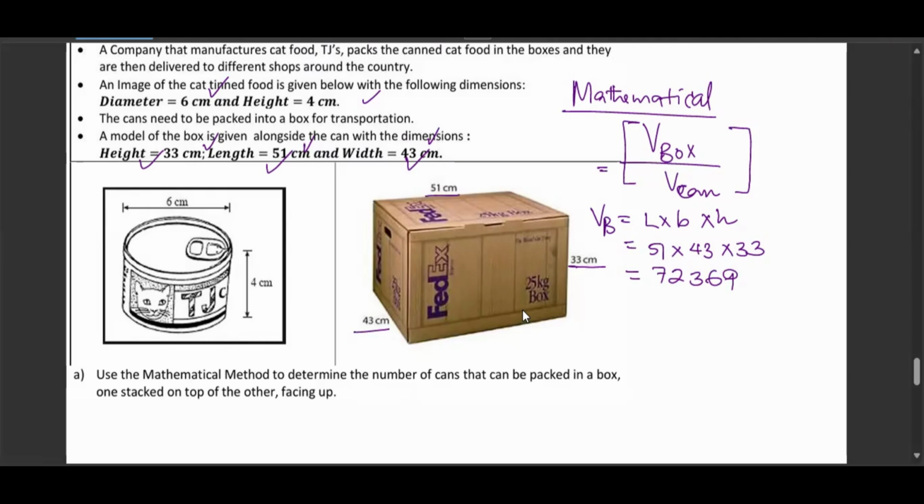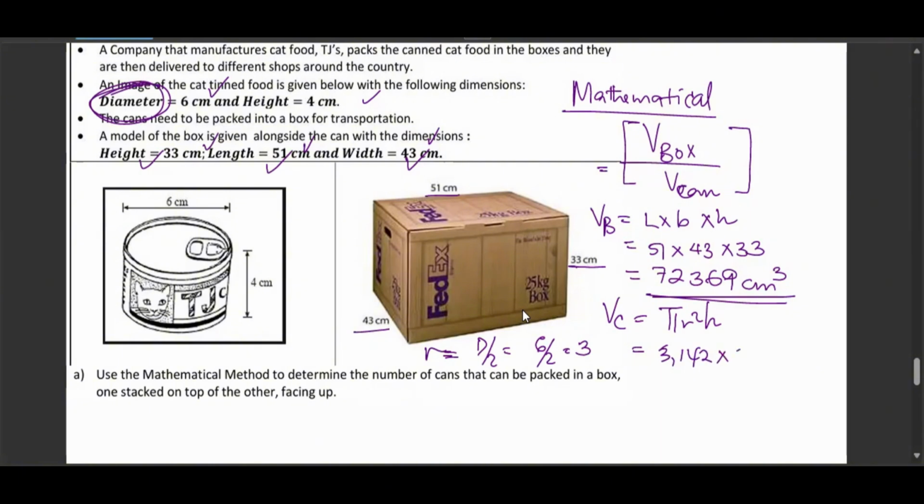72,300. These are centimeters cubed. Using the mathematical method together, let's look for the volume of the can. Remember, volume of the cylinder is always pi r squared h. In this scenario, we are given the diameter and we are looking for the radius. So our radius has to be diameter divided by 2, which is 6 divided by 2, which is 3. So it's good to go.